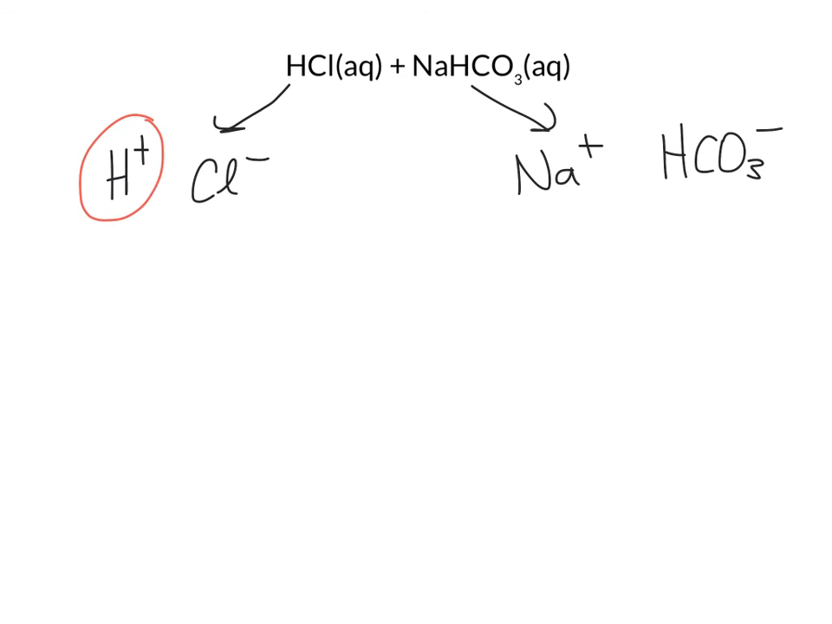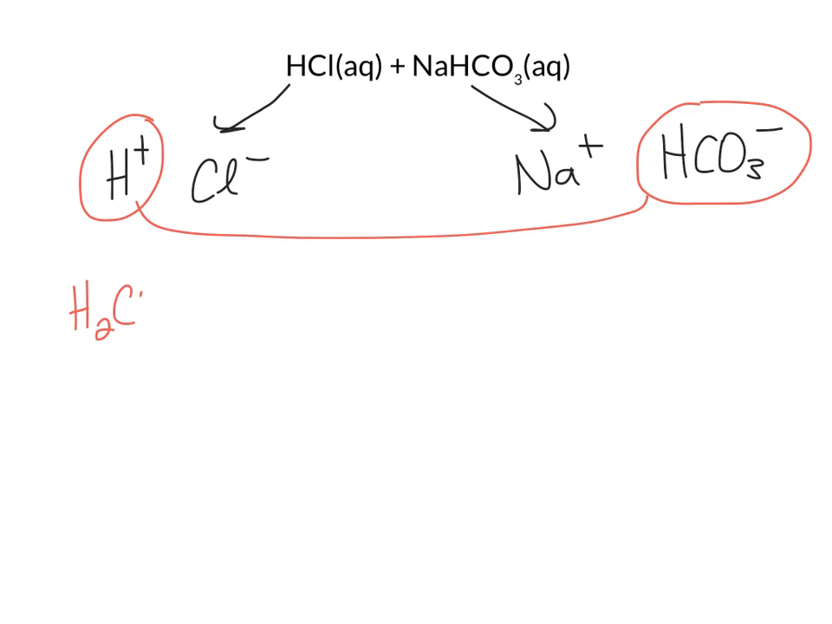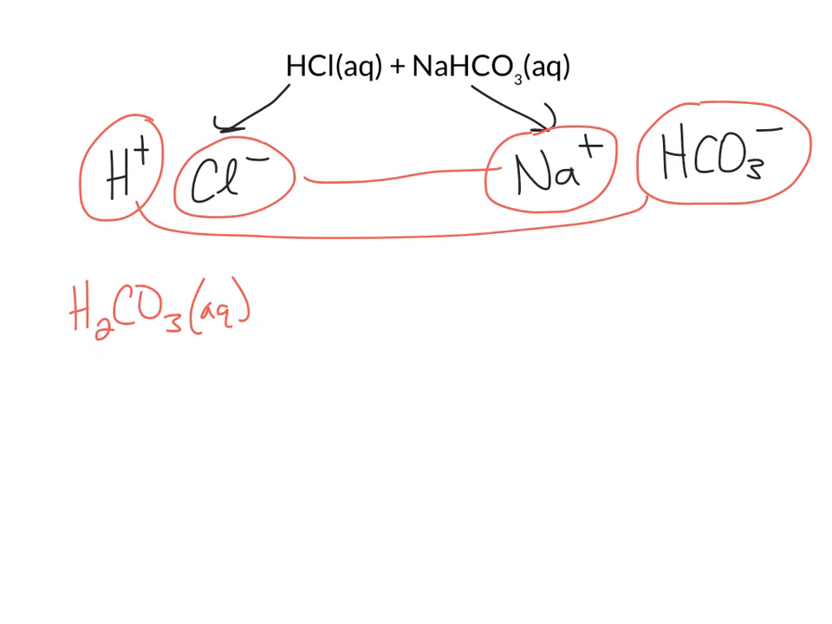So the H plus is going to go with the HCO3 minus, and so what that's going to form is H2CO3, which is actually carbonic acid. And since that's an acid, it actually has a phase of aqueous. And then we're going to form NaCl from our Na plus and our Cl minus. And we've seen before that that's a soluble salt, so that one is aqueous. Okay, so those are our products, or at least our initial products that are formed from the double replacement.